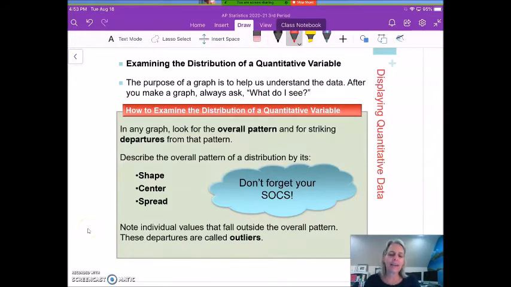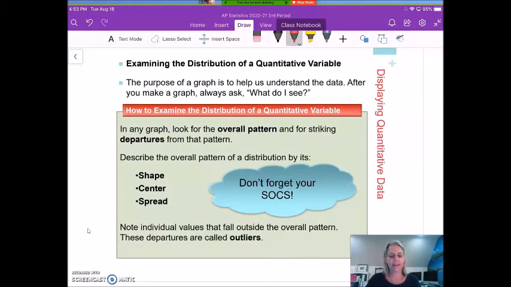When we describe a set of quantitative data, we always use the acronym SOCS. So you'll hear me say, don't forget your SOCS. What SOCS stands for is: S for shape, O for outliers and gaps, C for center, and S for spread.